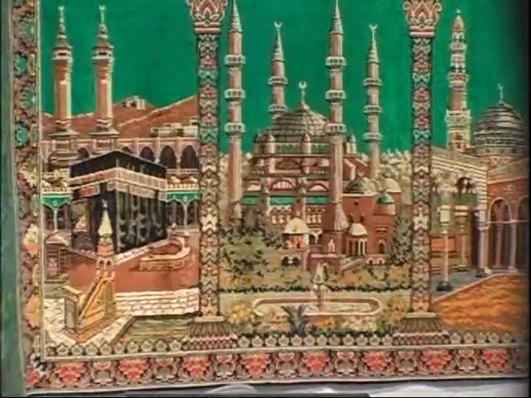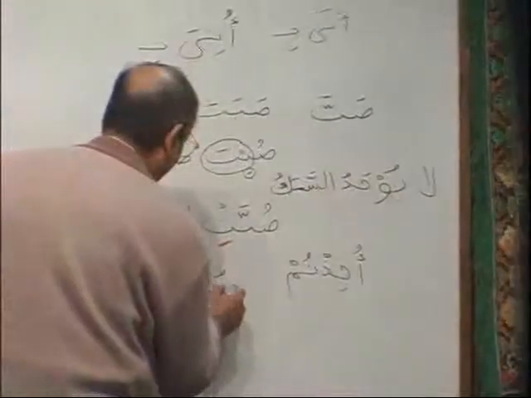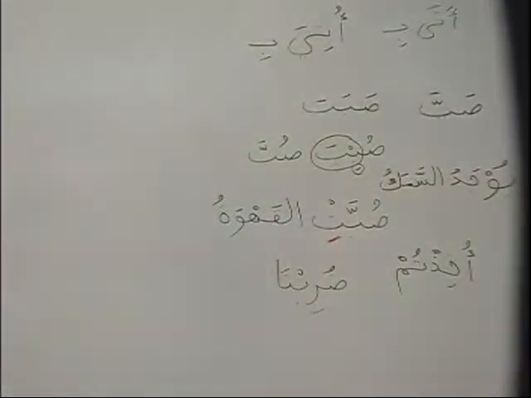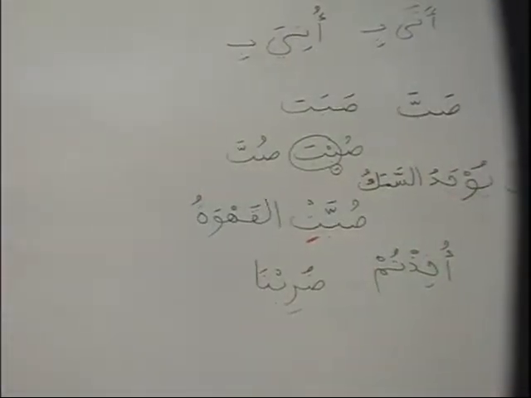This is a nice sentence. Darabana ar-rajulu bil asa. Darabana ar-rajulu. The rajulu is the fa'il. The man beat us with a stick. Humko dande se mara gaya. Are you with me, brothers and sisters? How will you say it? Duribna bil asa. What will you say? Duribna. Huh? Duribna bil asa. We were beaten with a stick. Fine, brothers and sisters.